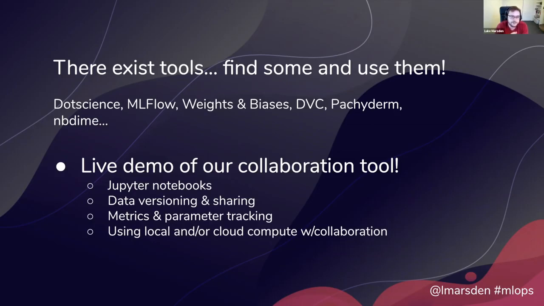MLflow is quite strong in the experiment tracking space. Weights and biases is very strong in comparing the relationships between metrics and hyperparameters. DVC is a promising project for data version control, as is a project called Pachyderm. And for diffing and merging Jupyter notebooks, there's an open source project called NBDime. In fact, many of these projects are open source. And so what we've tried to do with dot science is bring these capabilities into a single tool.